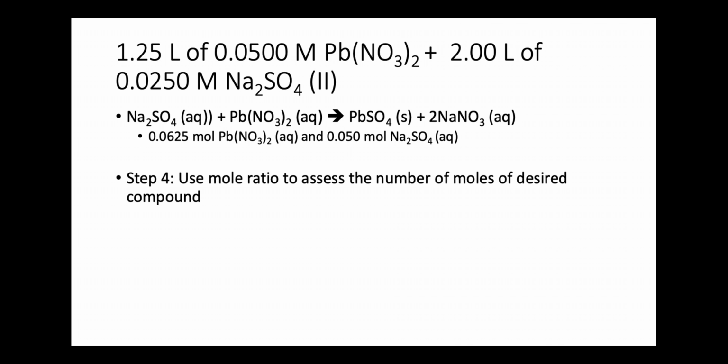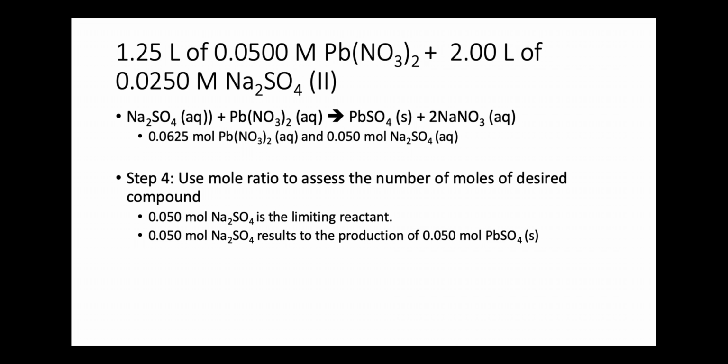And now step 4, use the mole ratio to assess the number of moles of my desired compound. So now we have to find out which one is limiting. We can see that my sodium sulfate is my limiting reactant because I have only 0.05 moles, and of the other compound I have 0.0625 moles. So sodium sulfate is limiting, and when that is limiting, it also determines how many moles of my precipitate I will have, and that's also 0.05 moles of lead(II) sulfate.